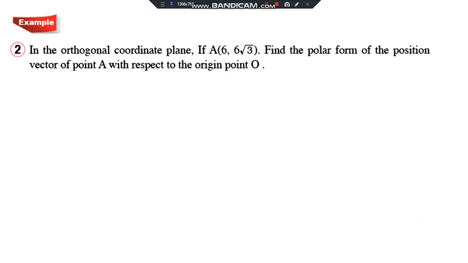Okay, we have an example. In the orthogonal coordinate plane, if A is (6, 6 root 3), find the polar form of the position vector of point A with respect to the origin point O.